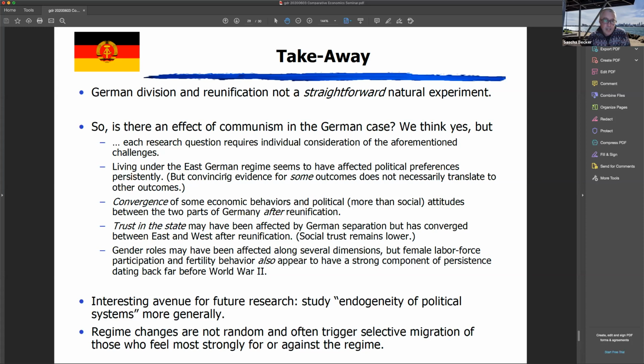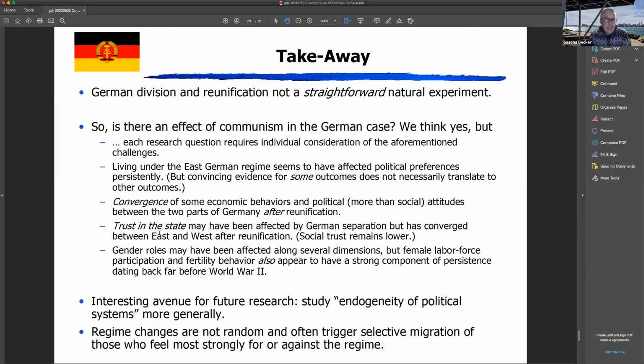But what are results that we think survive even after addressing the points we just raised? So we think that living under the East German regime did affect preferences to some extent. What we learned from convergence after 1990 is that indeed some economic behaviors and political, more than social, attitudes between the two parts of Germany have converged, and that suggests that political regimes matter, and that now being reunited again under the Western regime ultimately affects people's preferences and behaviors.